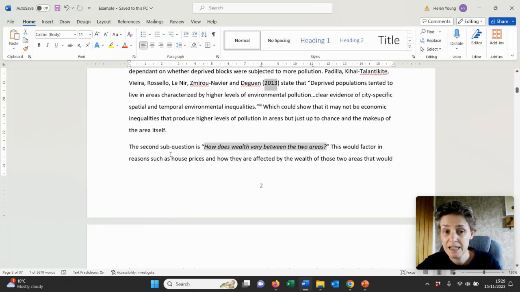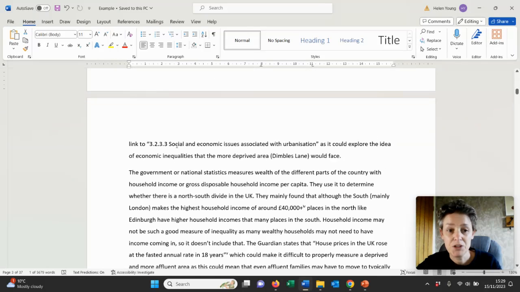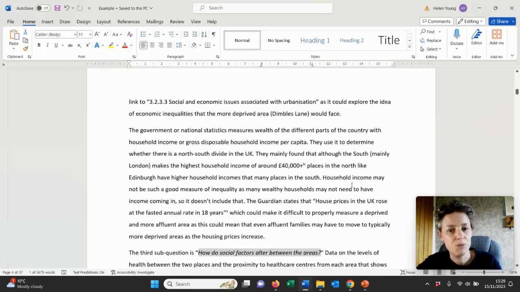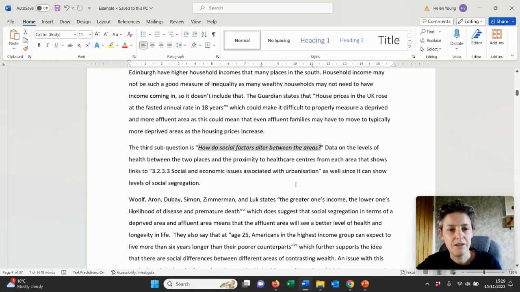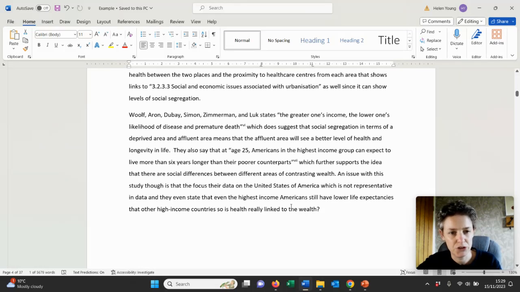Then, very clearly, next paragraph starts with the second sub-question. This person has linked it to the spec and explained the link. Bit more literature. And then the third key question, written it out, again linked it to the spec, explained it and given me some more literature. Now, you can set this out differently. You could have the links to the spec as one section. You could have your literature review as a section on its own. But it's all got to be in there somewhere.